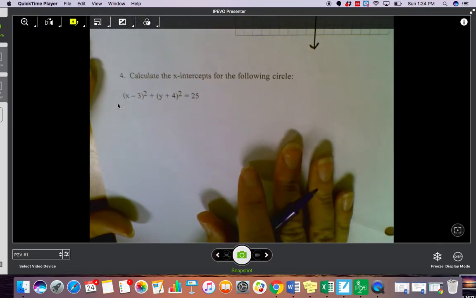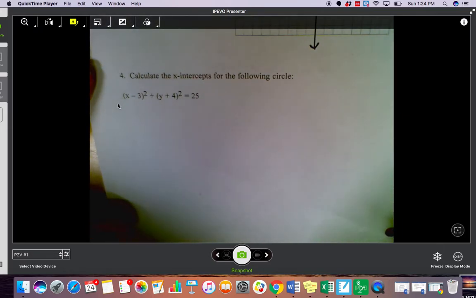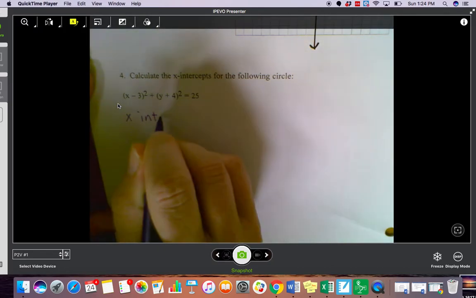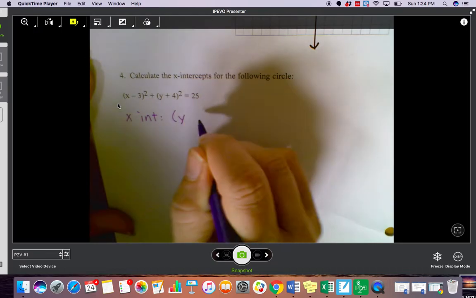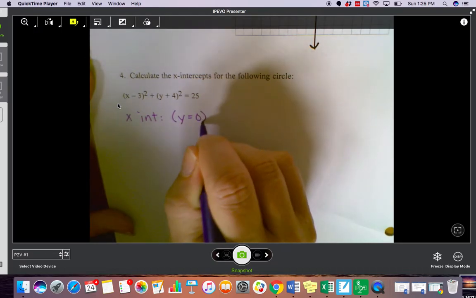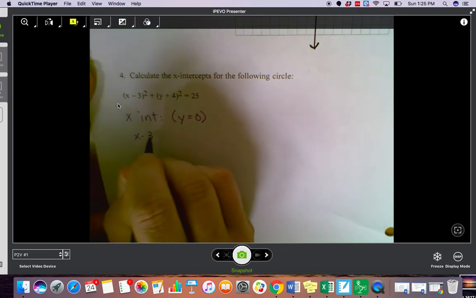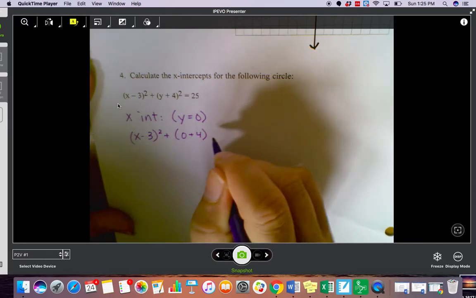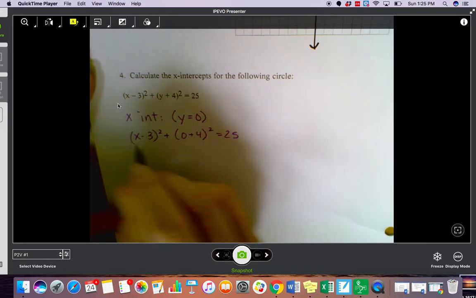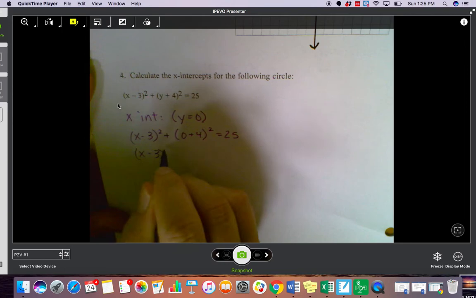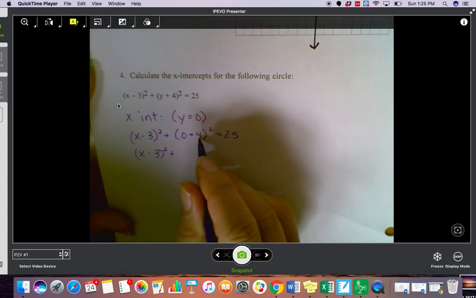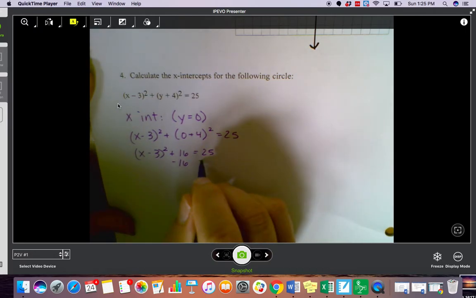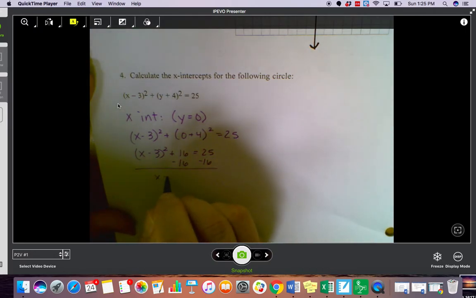Okay, now the last thing for our notes for today. Calculate the x-intercepts for the following circle. And we have done this before, so I'm going to say my x-intercepts. If I'm calculating my x-intercepts, I'm going to say y equals 0. So I write everything down, and then instead of y, I put 0 down. Squared equals 25. I can't do anything here, so I just rewrite it. This is 4, and 4 squared is 16. I subtract 16 on both sides, and when I do that, I get 9.